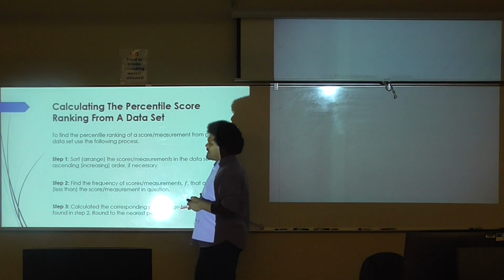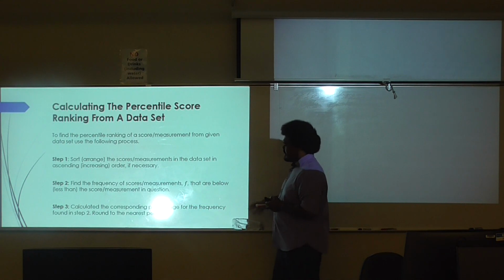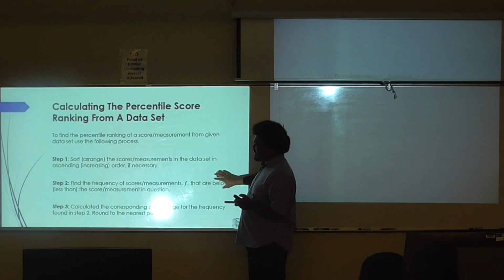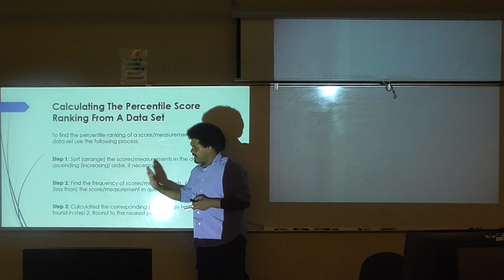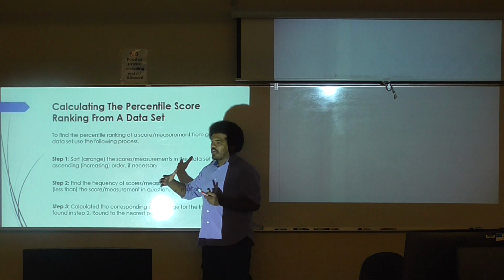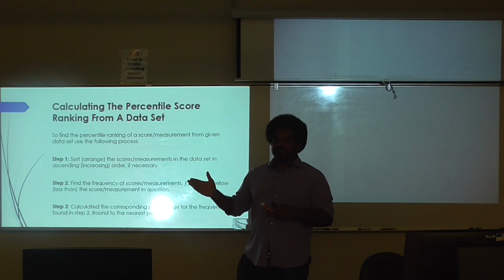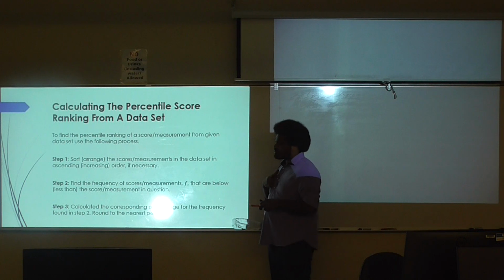So over here, find the frequency of the score or measurement that we're looking at. What we want to find out is how many of them are less, not equal to or greater than, only those that are less. Percentile separates the bottom from the top, and the top can have the same, equal, or greater values. So we have to make sure we count those below.